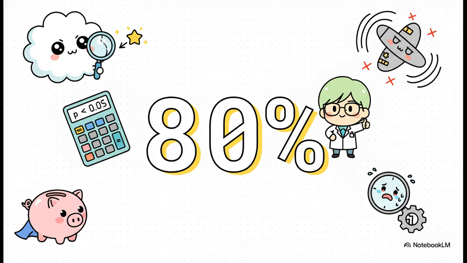So how much power do you actually need? Well, the standard in most fields, the target, is 80%. What this means is you're giving yourself an 80% chance of finding a real effect, assuming it's out there to be found. If you go much lower than that, you're pretty much flying blind, wasting time and money on a plan that might not even be able to prove its own success.